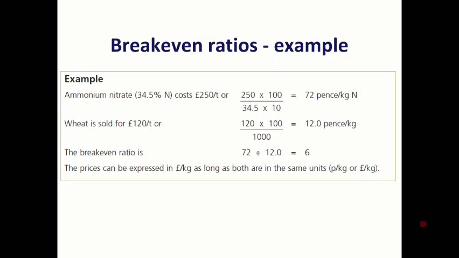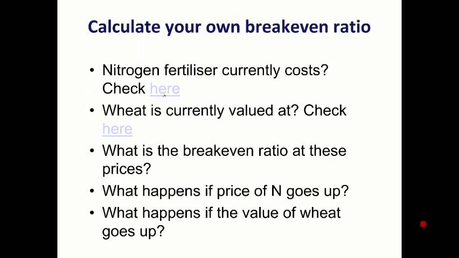But the main thing is to understand this idea of diminishing returns as you put more and more fertilizer on, and how the optimum rate really depends on those two things: what you're paying for your fertilizer and what your crop is worth. And those were some links, which I don't think are live now, on current fertilizer costs and what wheat is currently valued at. But you can have a look at that, calculate your own break-even ratio, and then think about what happens if the price of N goes up, and what the impacts are on the fertilizer rates you'd want to use.